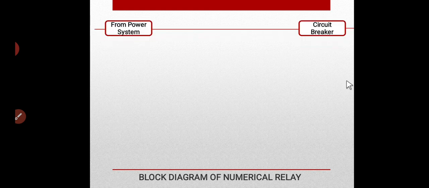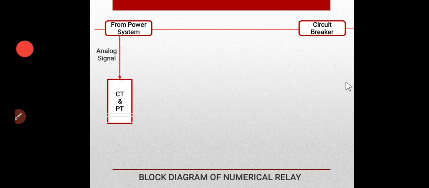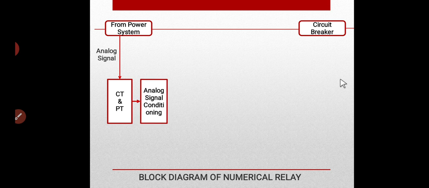So this is our main system. Then after that, the CTs and PTs get the analog signal from our power system or main system. These perform analog signal conditioning.